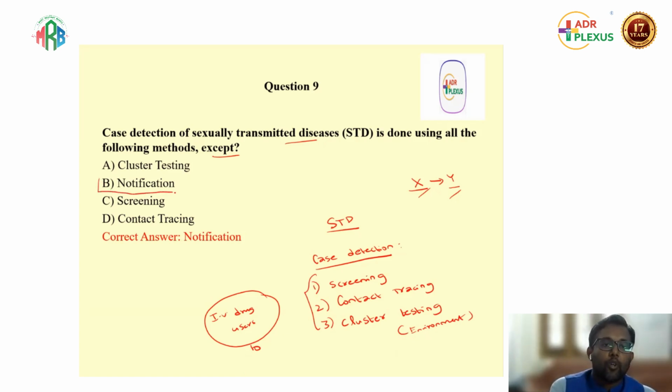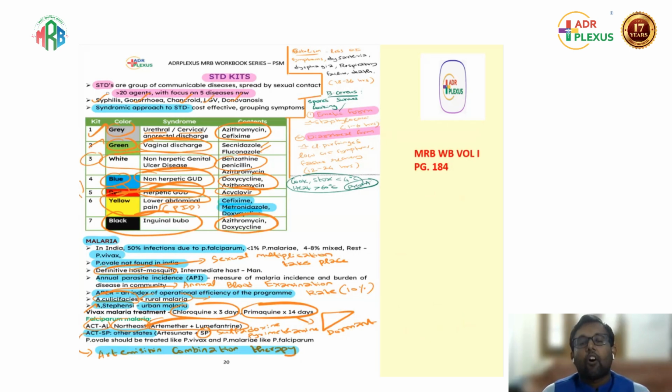It is easy because notification will not come. So notification is mainly for legal issues, like TB is a notifiable disease, occupational diseases are notifiable diseases. Mainly it is a legal thing, notification. Although we could not discuss everything, we discussed about the syndromic approach of the STD and the STD kits.